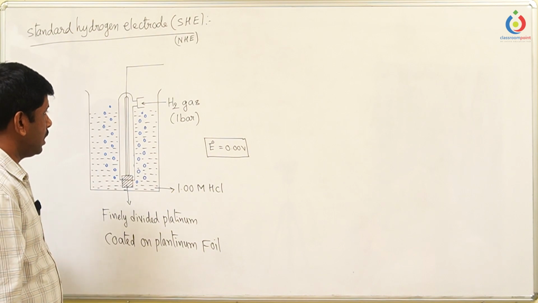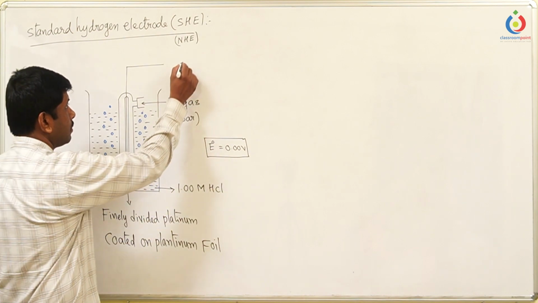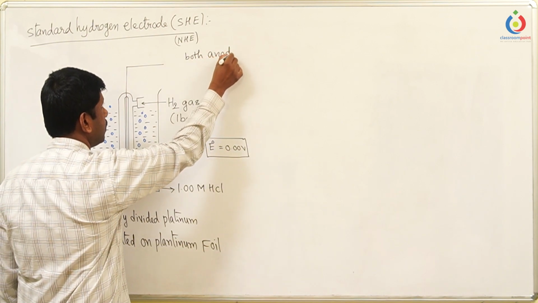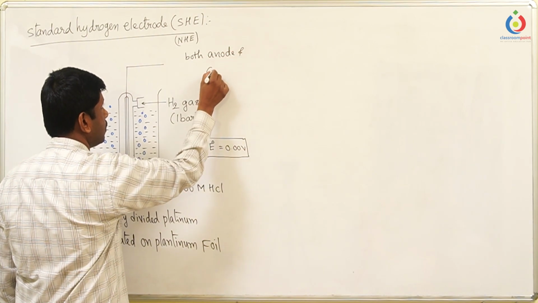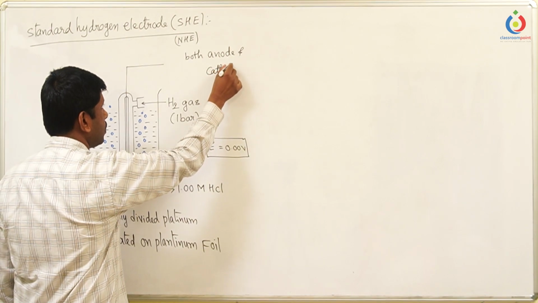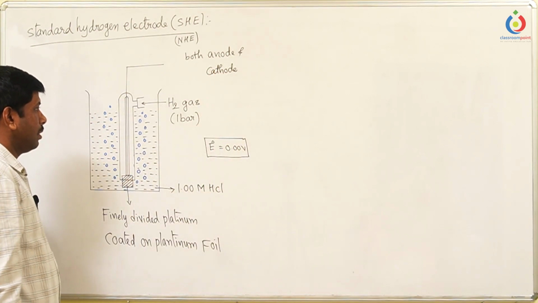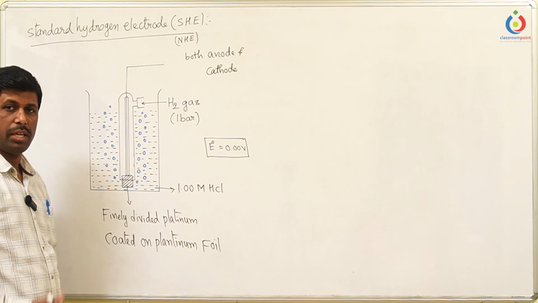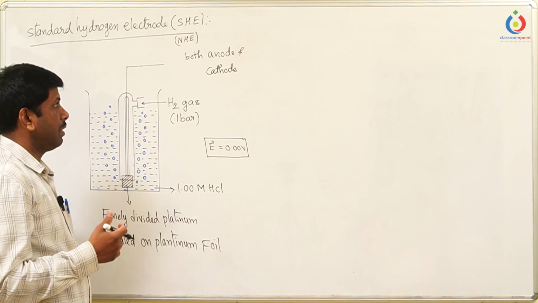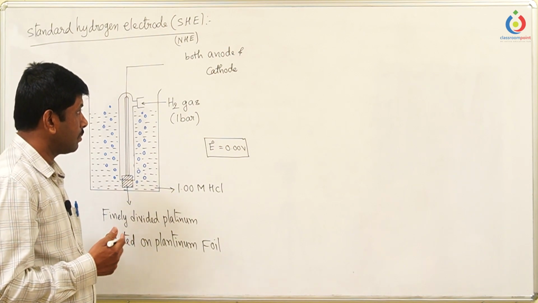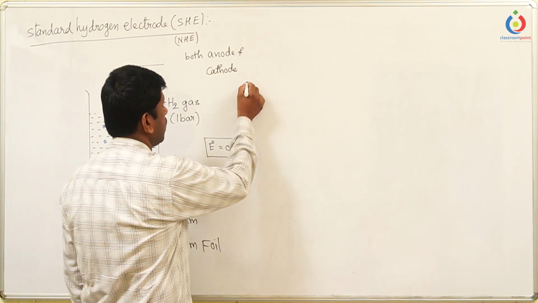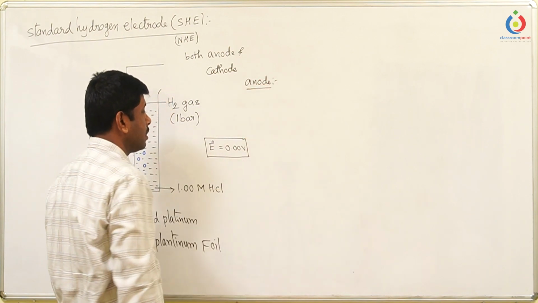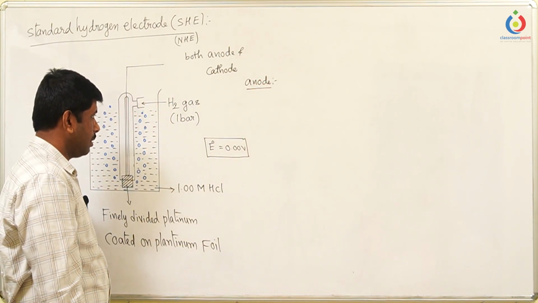This standard hydrogen electrode can act as both anode and cathode. So we can use it as both cathode as well as anode. Let us see how it works when it is acting as anode and how it works when it is acting as the cathode. So let us see the anode first. When it functions as anode, an oxidation reaction takes place.